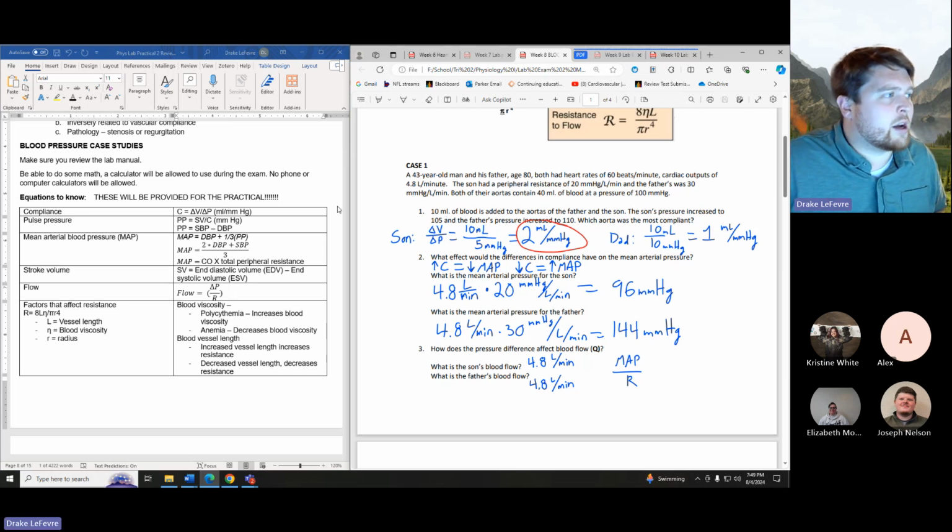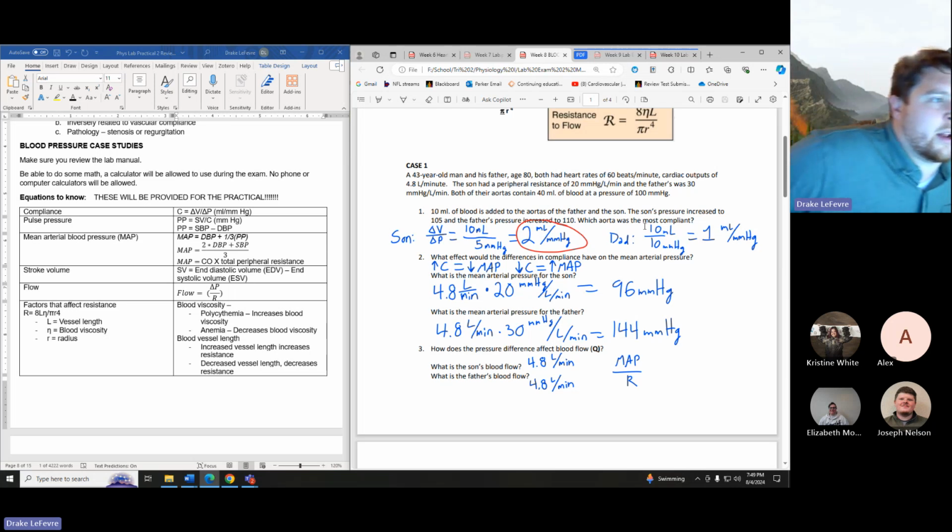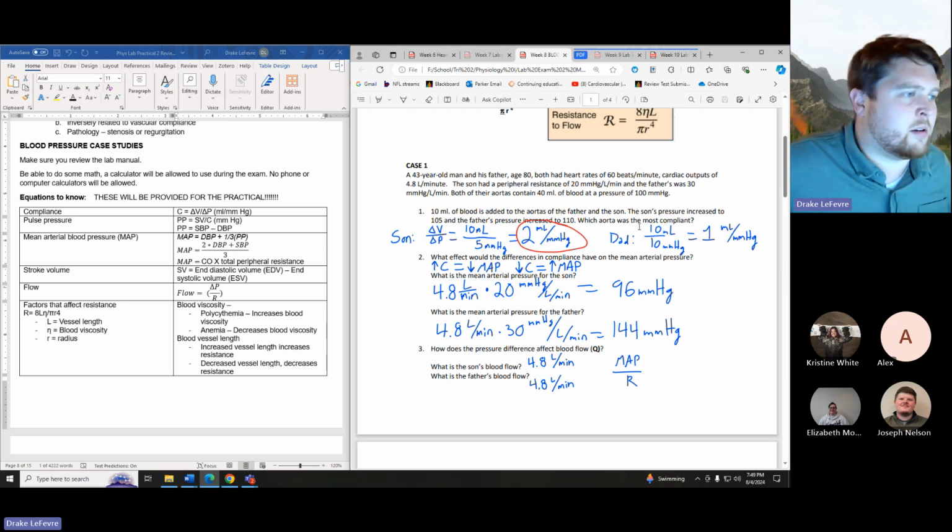So compliance, we want compliance to be high. So as we can see, if you add volume, and this is also what you would expect. You'd expect somebody who's younger to have higher compliance in general, because their vessels are younger, their vessels are not as worn and torn and weathered.